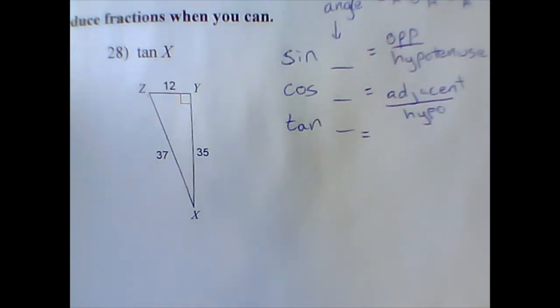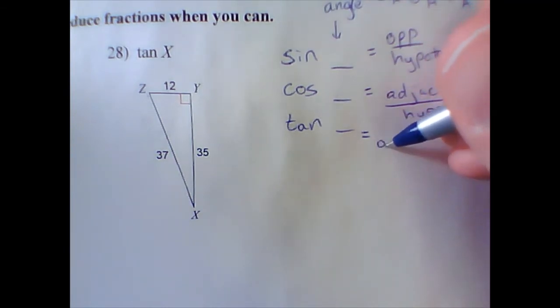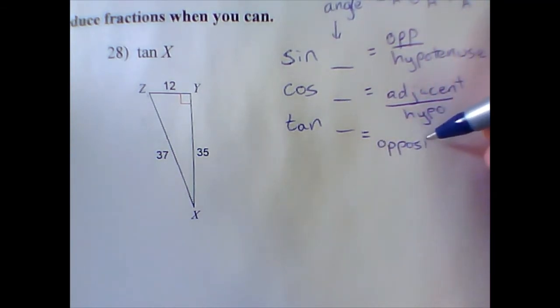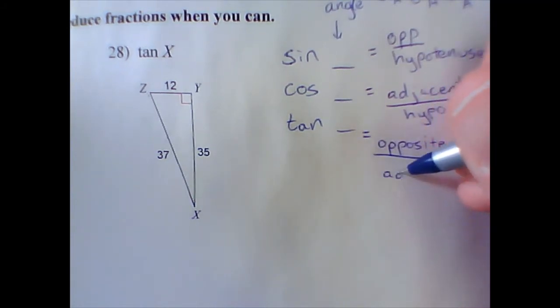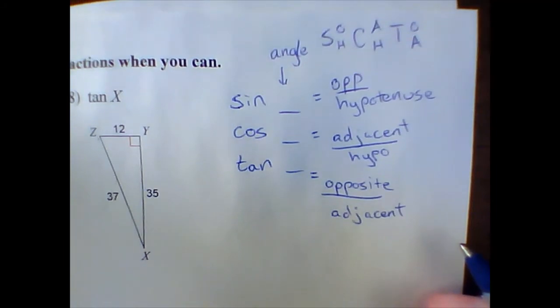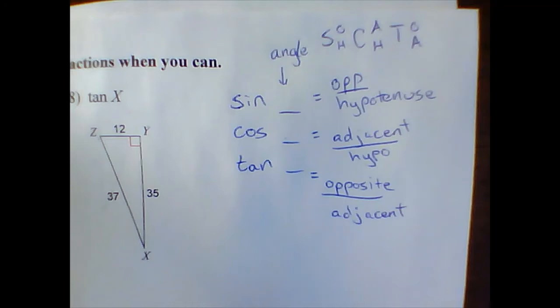Last but not least, we come to tangent. Tangent is opposite, which depends on the angle, over adjacent, which also depends on the angle. The hypotenuse does not get involved with tangent. Okay, so make sure you know which angle you're talking about, and then you set it up, and whoever's missing, solve for that missing piece of information. Or if you're setting up a ratio, you just set it up like this, and you're done if you're looking for a ratio.